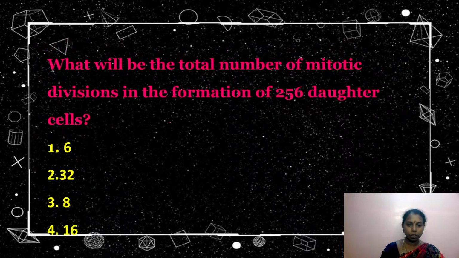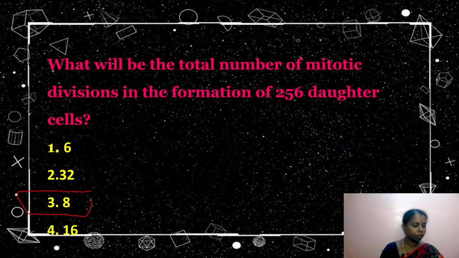Okay, next question. Let us proceed. A little logical question again. What will be the total number of mitotic divisions in the formation of 256 daughter cells? Yes, Tarunika answered. Lakshita answered. Vivek answered and Vaishnavi answered. Kalpana answered. Yes, excellent. It is 8.